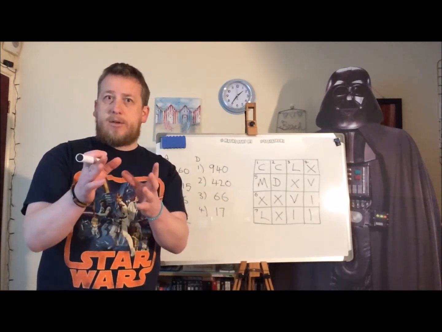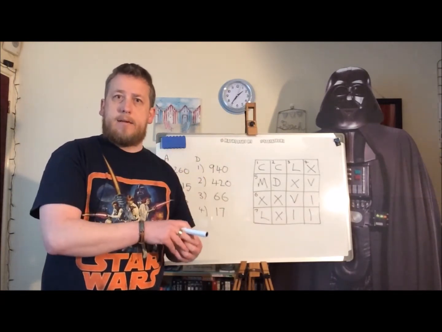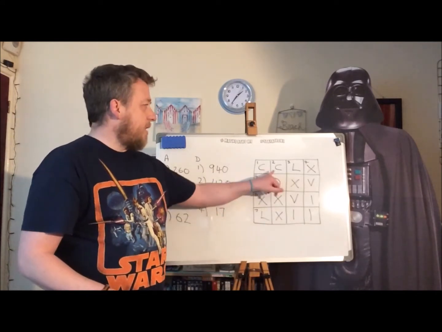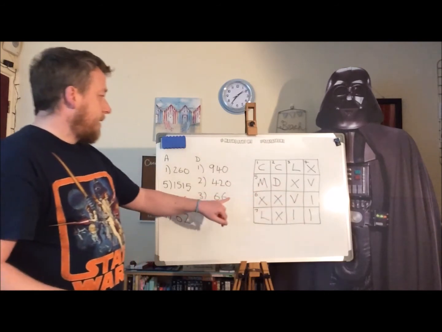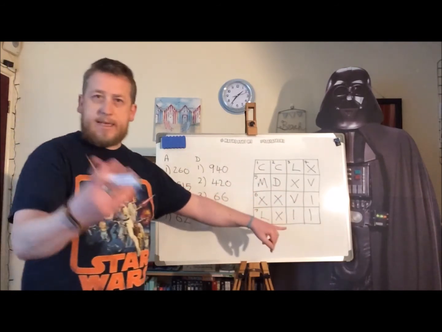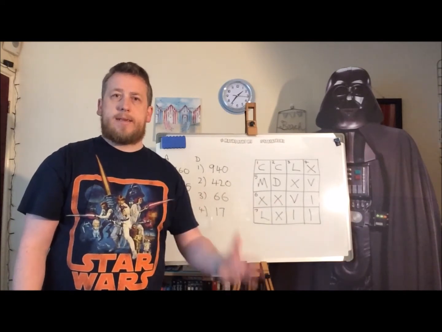420, let's use this again. 400, well, that's 100 less than 500. Then, to make the 20, well, that's the easy bit. X, we've done that before. So we know X makes 20, it's 10 and 10.